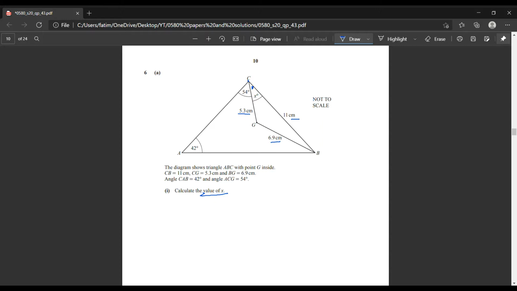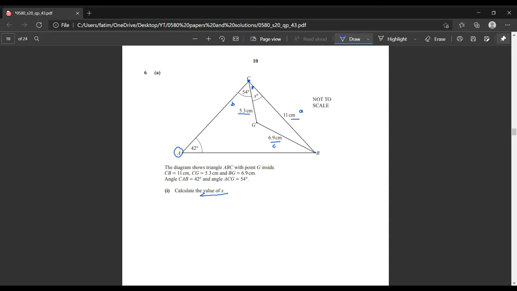So this vertex is capital C, therefore I'll make the line that's opposite to it as lowercase c length. And the same for this vertex is A, so I'll make this 11 centimeters lowercase a just for convenience. And this B over here, vertex, its opposite line is this 5.3 centimeters. I'll make it lowercase b.